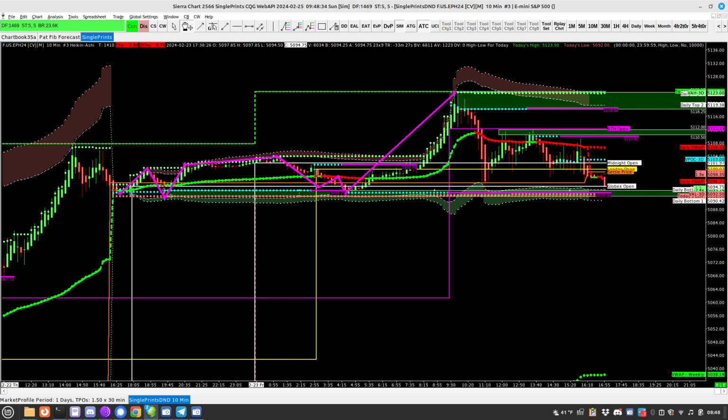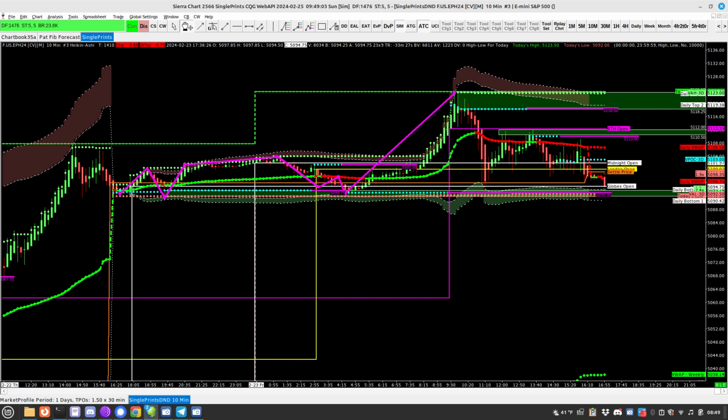The cyan balls right there. Those cyan balls are VPOCs, volume point of control. Those are areas that price action will react to one way or another. Usually, not always, but usually. Especially in Globex, where the volume is a little bit lighter and these rotations show up much better.